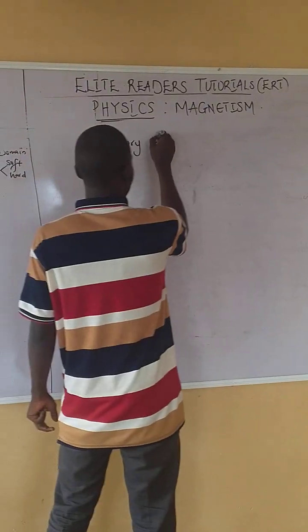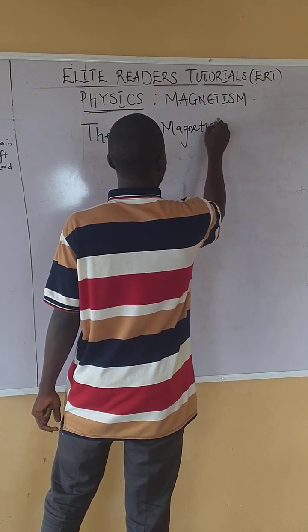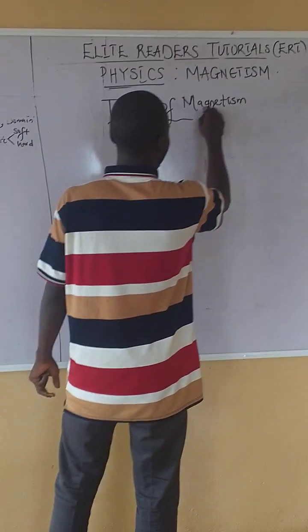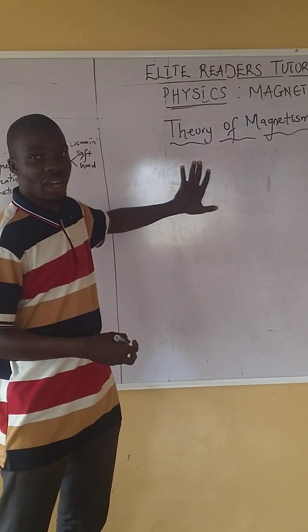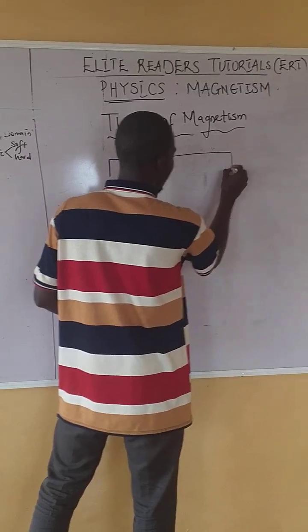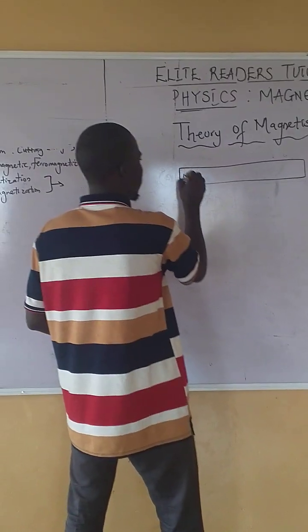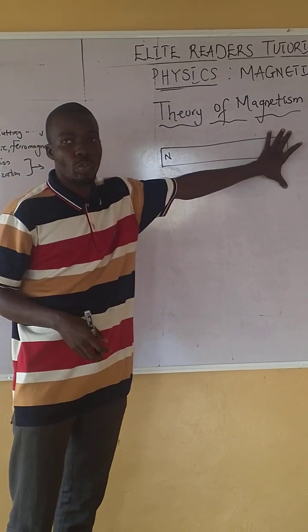Welcome back to the third episode. Now, we want to talk about the theory of what? Of magnetism. We want to talk about the theory of magnetism. So now, if I cut a bar magnet, the one I said I'm going to explain next, let's say I have a magnet like this. As I said, a magnet has two poles, the north and the south pole.